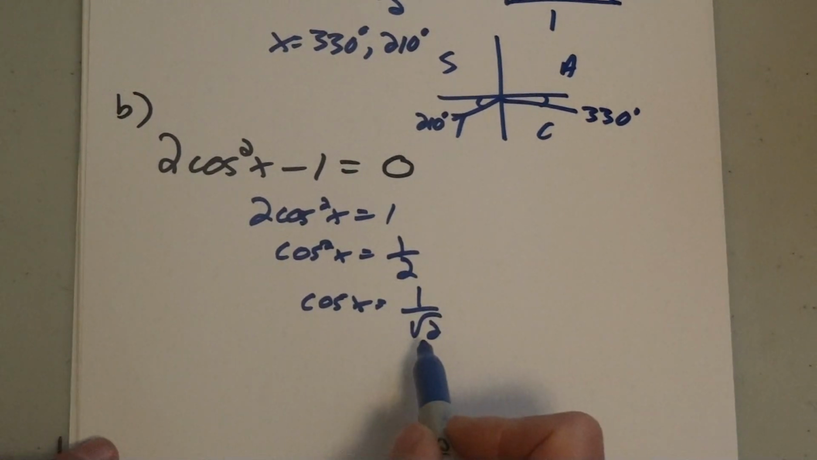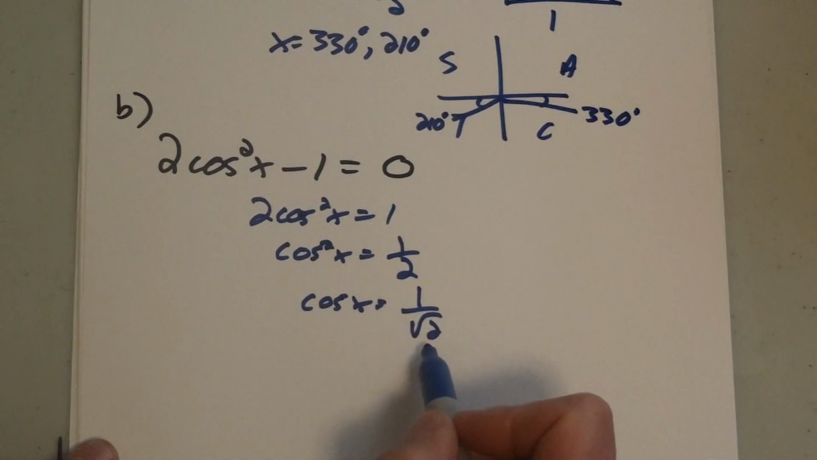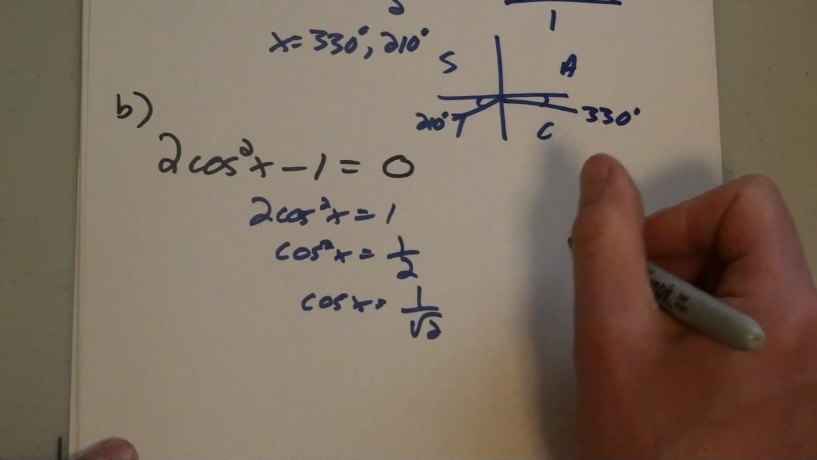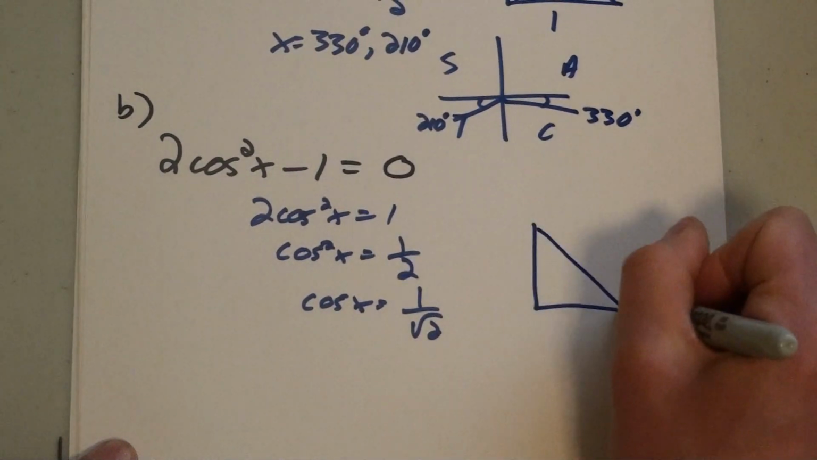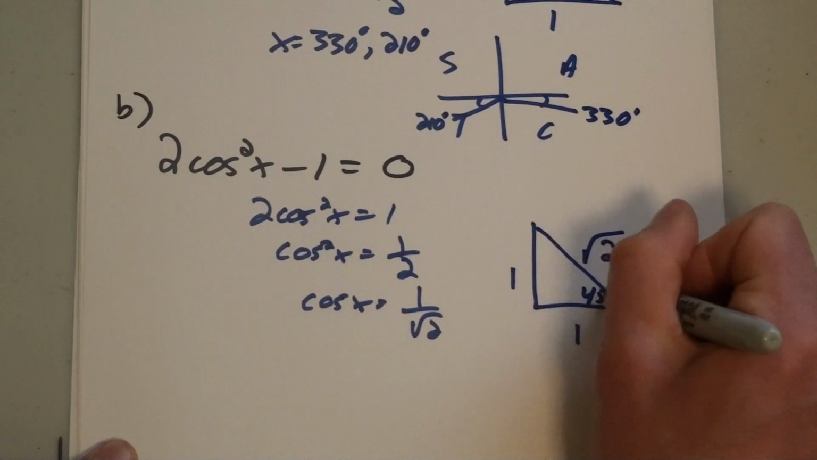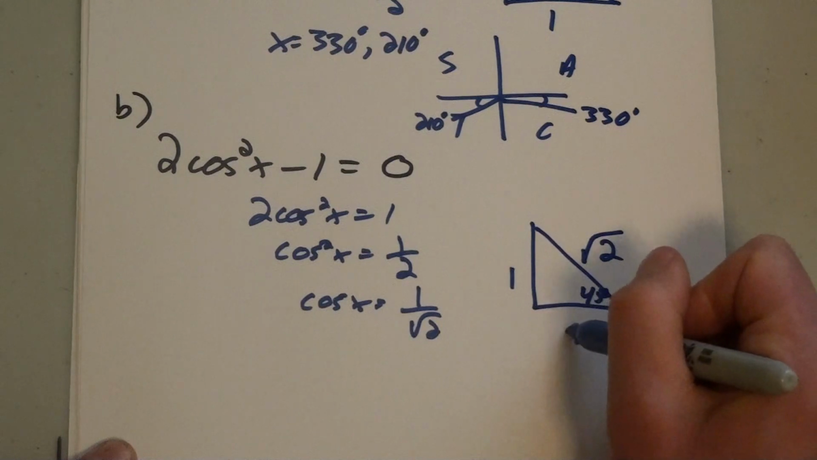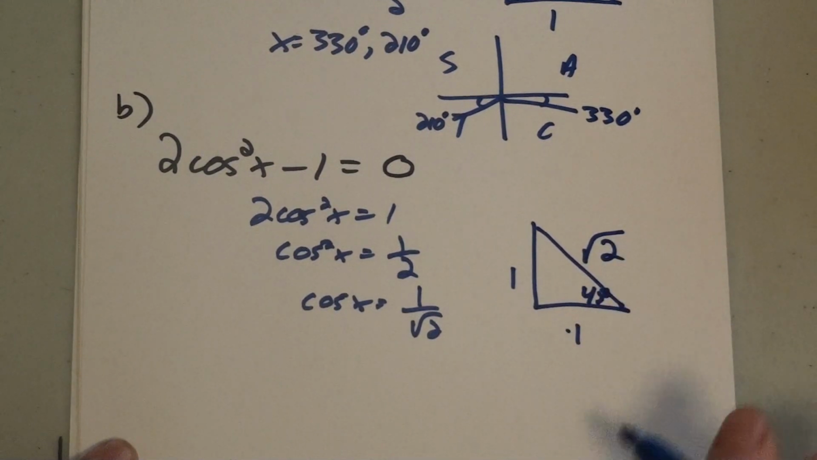Again, you can use a unit circle and cos as your x values and find out when the x values have positive 1 over root 2. Or I can use the triangles. Now the 1 over root 2 I know comes from the triangle 1, 1, root 2. And you have 45 degrees. Cosine is your adjacent over hypotenuse. So adjacent over hypotenuse from 45 degrees.